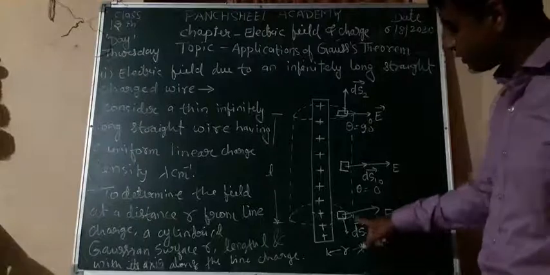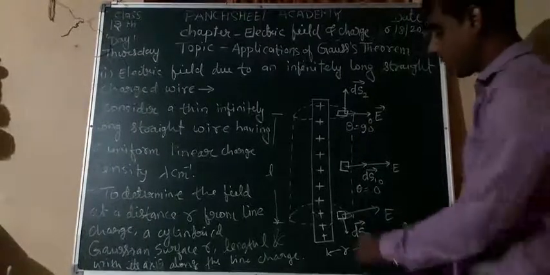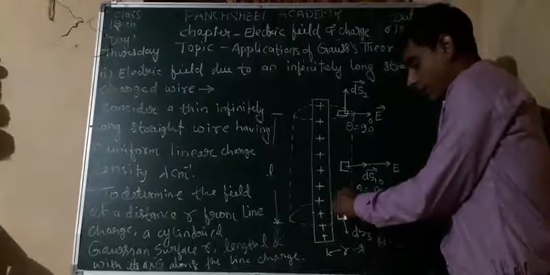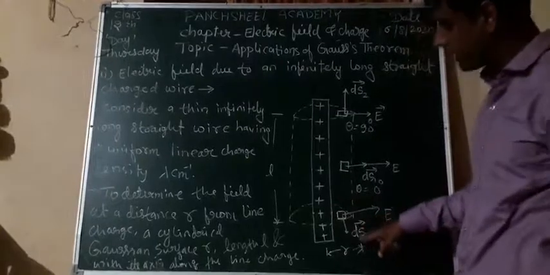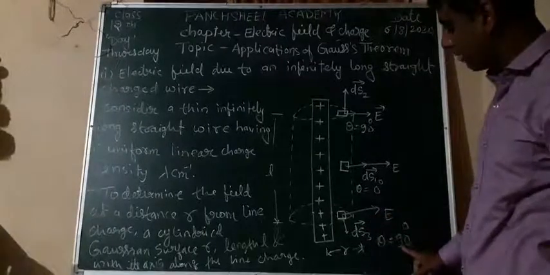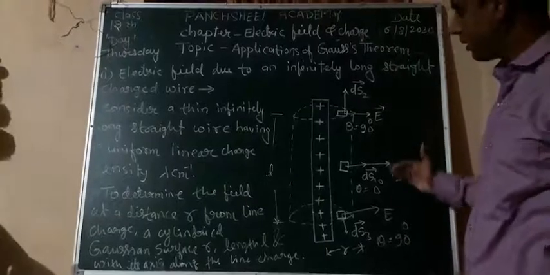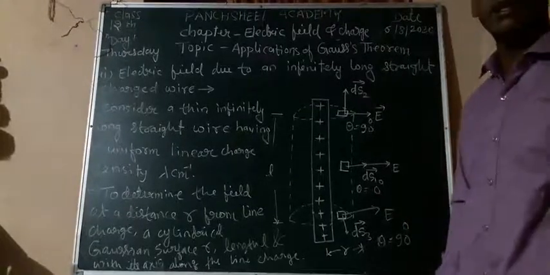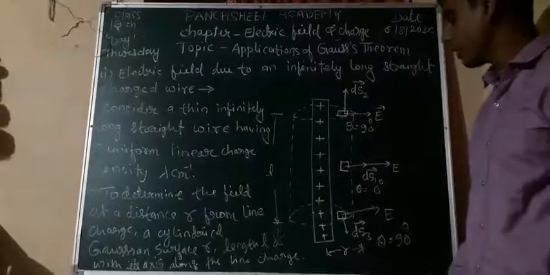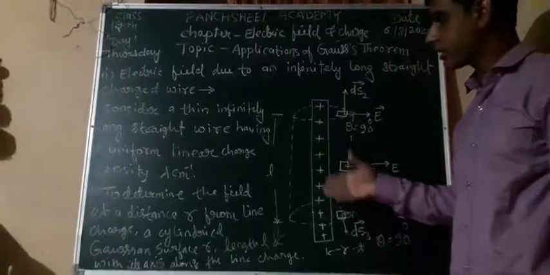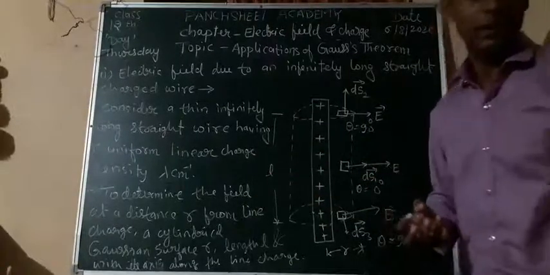Now for surface 3, electric field in this direction, but the area vector is normal to that surface. So this is the ds3. So theta equal to 90 degree. Now resolve these three fields and calculate the total flux passing through that surface and electric field. So please write all this down. This is the consideration and this is the diagram.